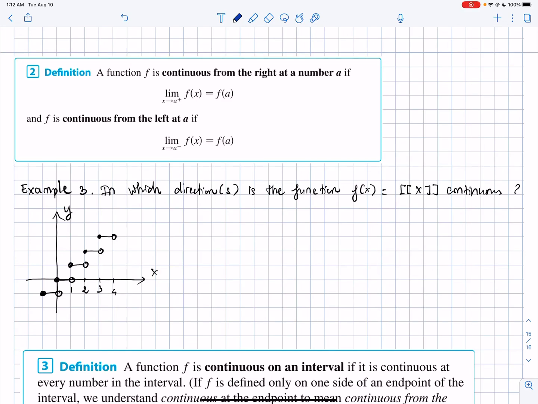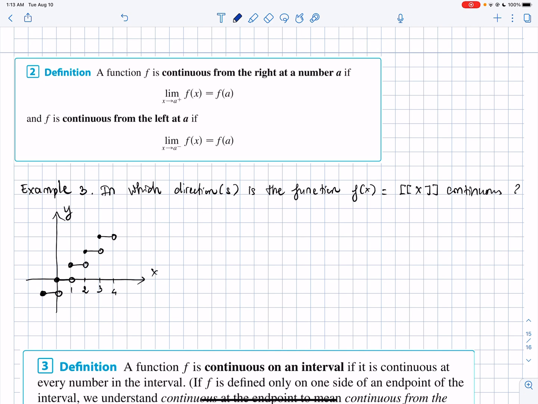Definition number 2. A function f is continuous from the right at a number a if the limit as x approaches a from the right side of f of x equals f of a. And f is continuous from the left at a if the limit of f of x as x approaches a from the left side equals f of a.